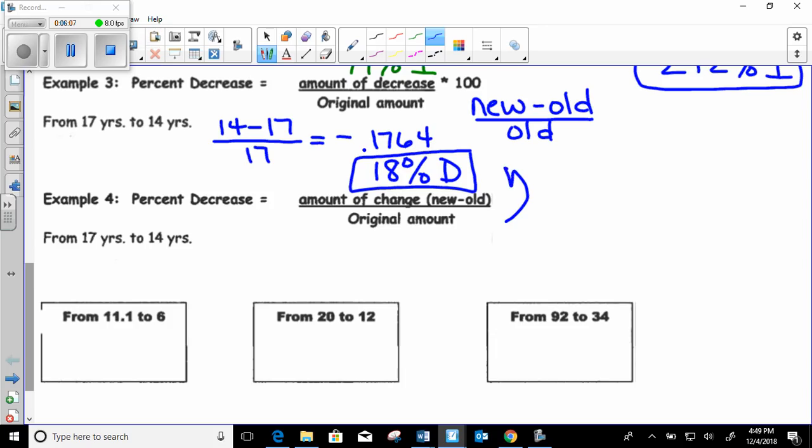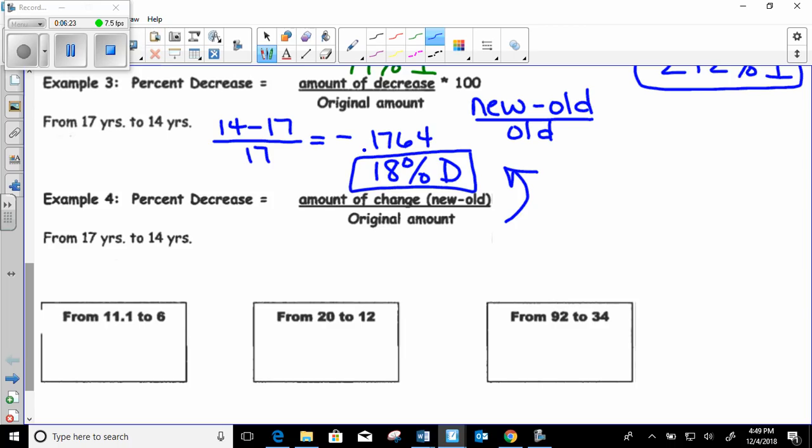For the following, number 4, this is the actual problem from this one. Again, you can use either formula. If you want to do amount of decrease over the original amount times 100, that's fine. But the new minus old over old seems to work, and it's very easy.